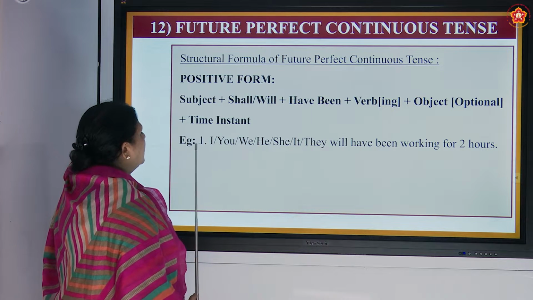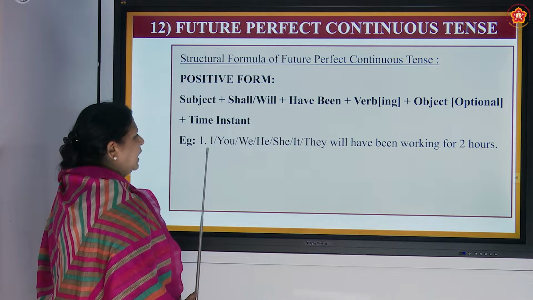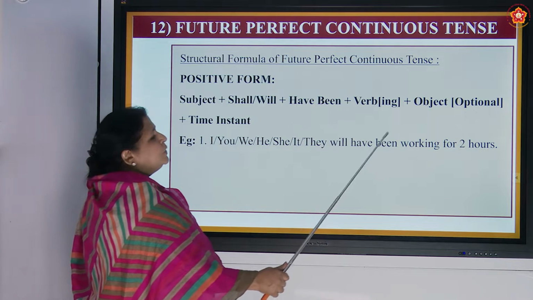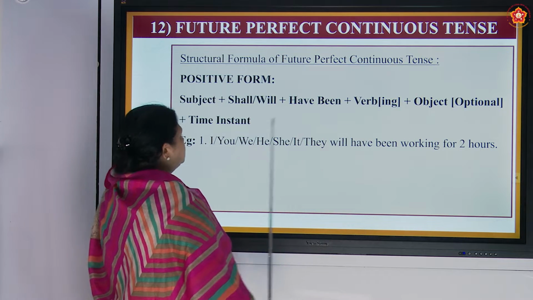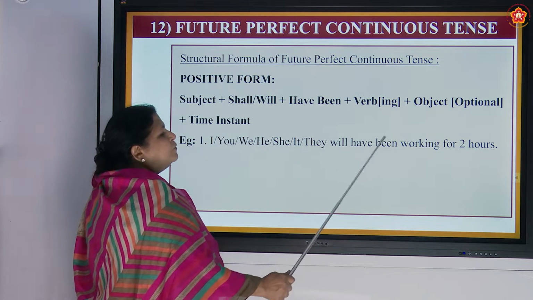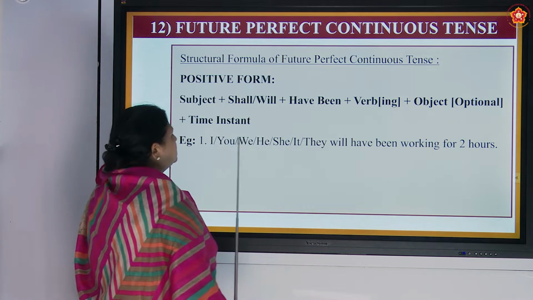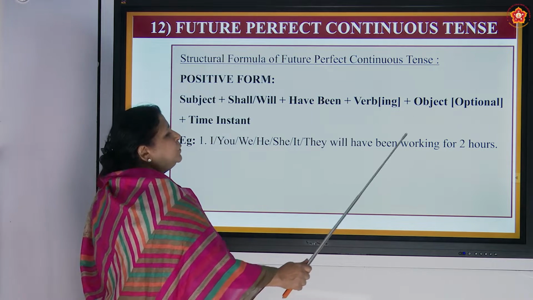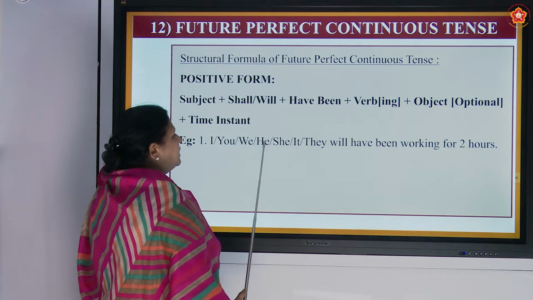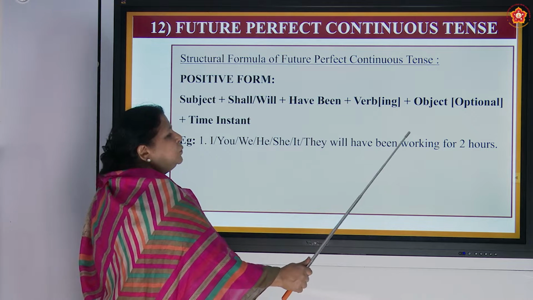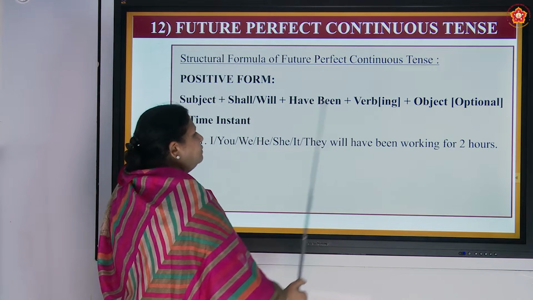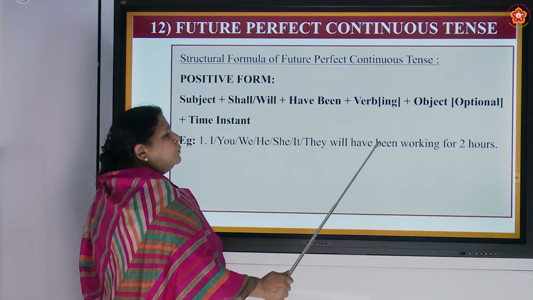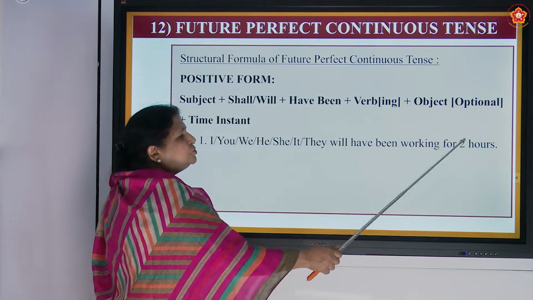Okay? Now, example 1: I will have been working for 2 hours. You will have been working for 2 hours. We will have been working for 2 hours. He will have been working for 2 hours. She will have been working for 2 hours.